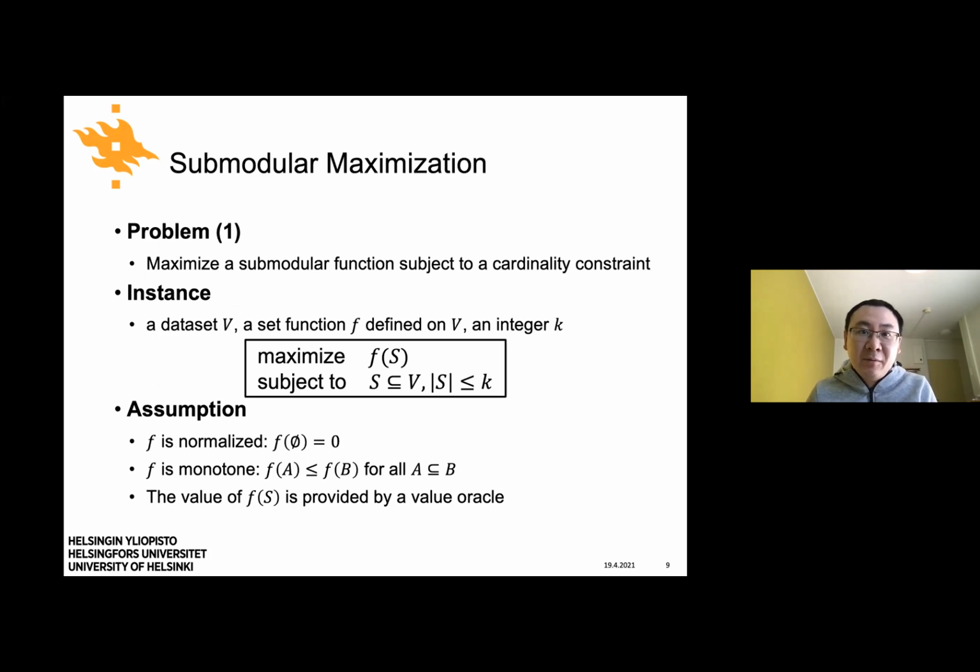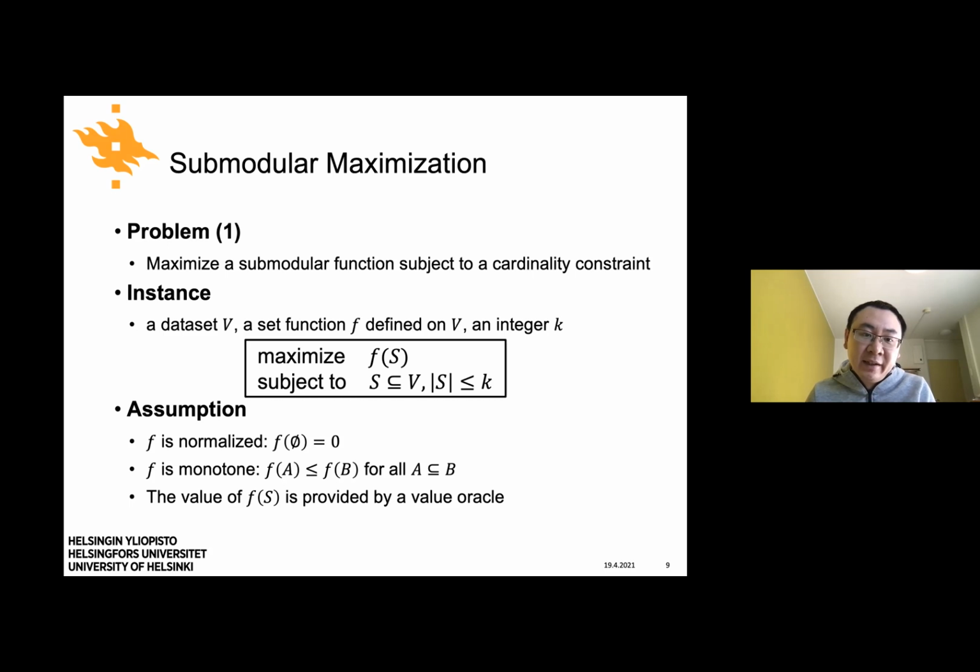First, I will give a formal definition of the submodular maximization problem. We first consider problem 1, to maximize a submodular function subject to a cardinality constraint. Here, we are given a data set V, a set function f defined on V, and an integer k. The objective is to maximize the submodular function f(S) subject to the cardinality of S being at most k. We also make some additional assumptions on f.